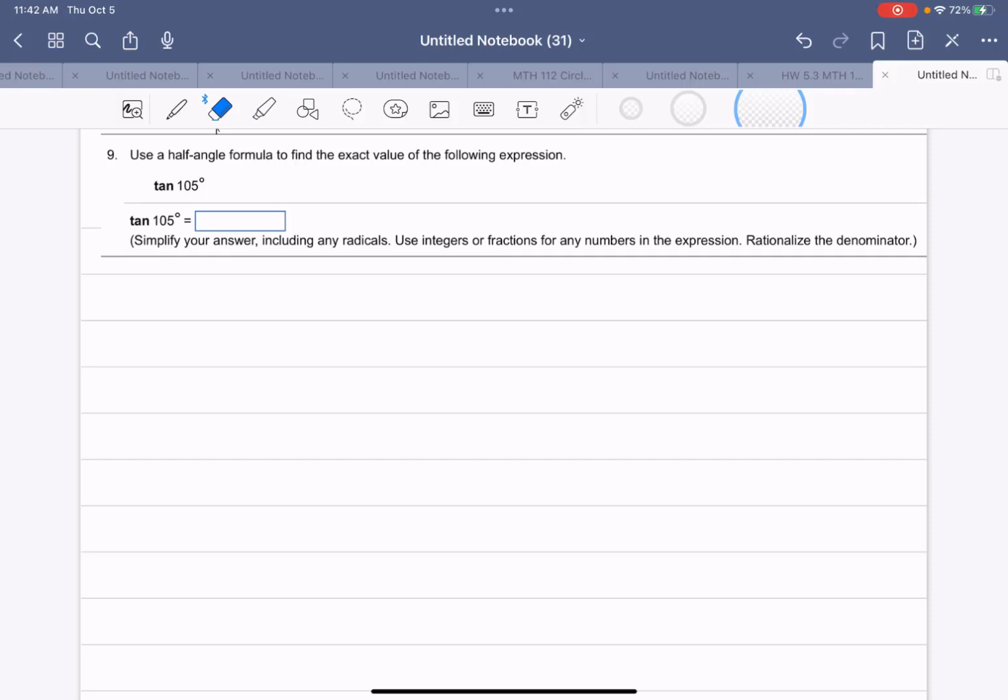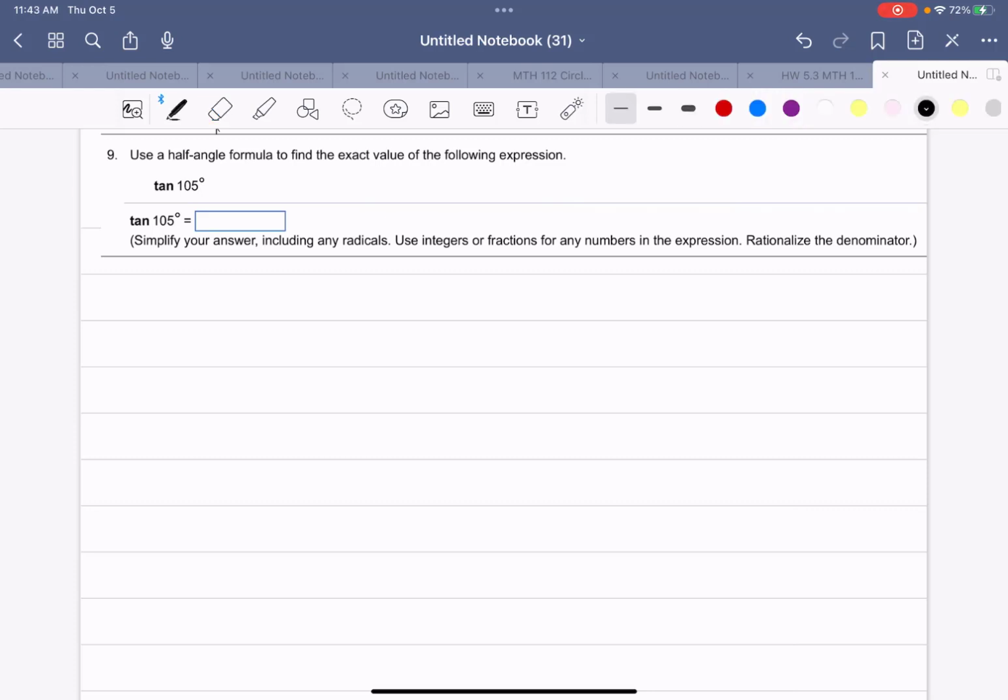Example 9. Use a half-angle formula to find the exact value of the following expression. Tangent of 105 degrees. So 105 degrees is not one of our common angles, and that's why we need a half-angle formula.